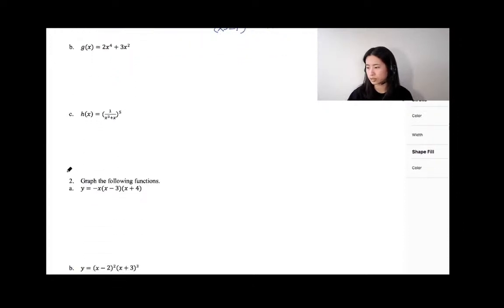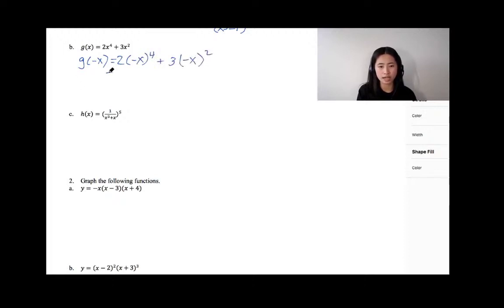We have 2x raised to the power of 4 plus 3x squared. So when you plug in negative x, same thing, raised to the power of 4 plus 3 times negative x squared, you're going to see that you have even exponents, right? So what's the rule when your coefficient is negative, or any number really, when you raise it to an even exponent? It's always going to be positive.